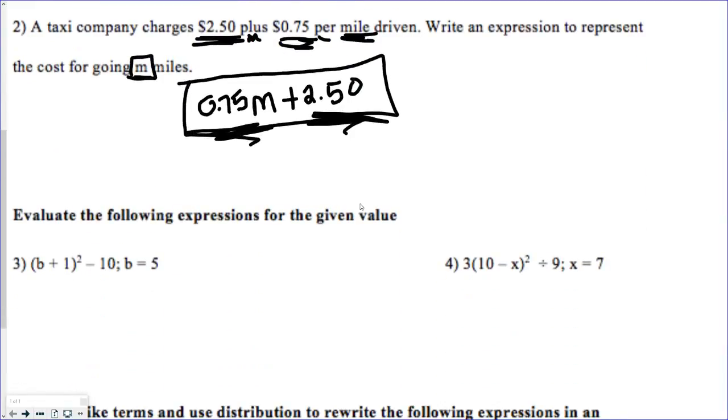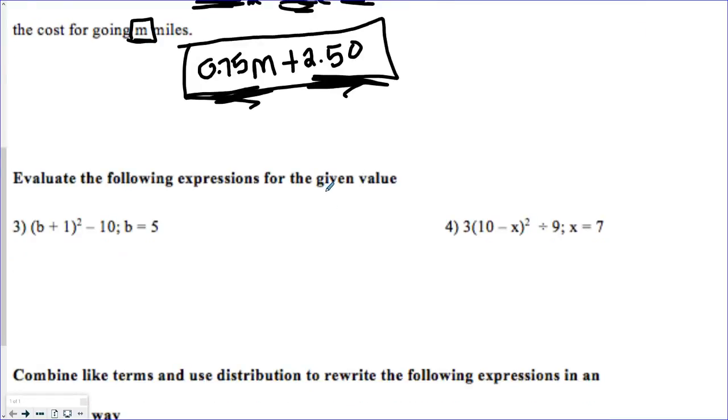The next ones are about evaluating. In these, you want to get a single numerical answer. All you need to do is just replace the variable with the number they give you and solve. So for example here, (b + 1)^2 - 10. Evaluate this when b is 5. All that means is take out b and put in a 5, and then work the problem like normal.